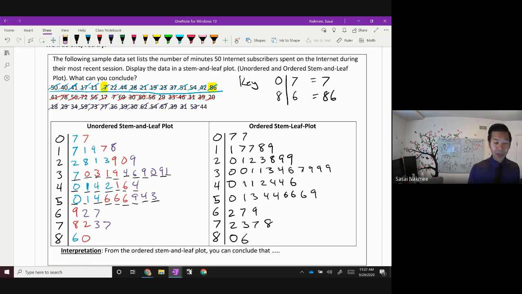So looking at this, you can see where the majority of people are using the internet. You can also see the average of that. Those are two different things, by the way, but we'll talk about that some other time. But that's pretty much it.